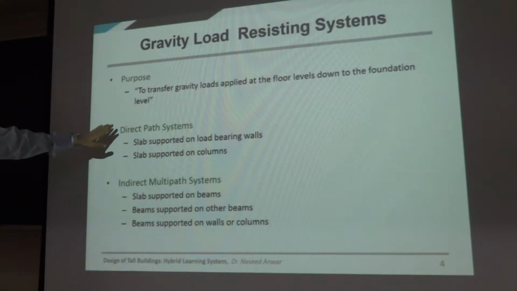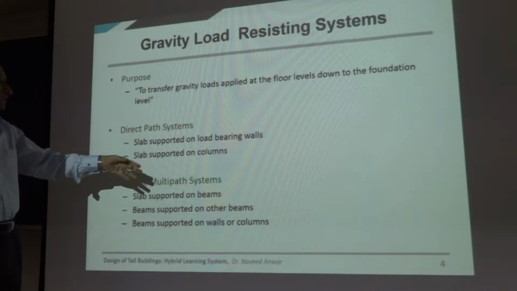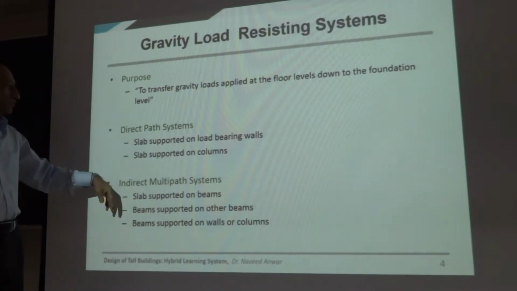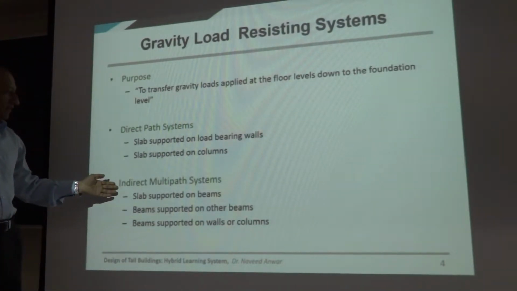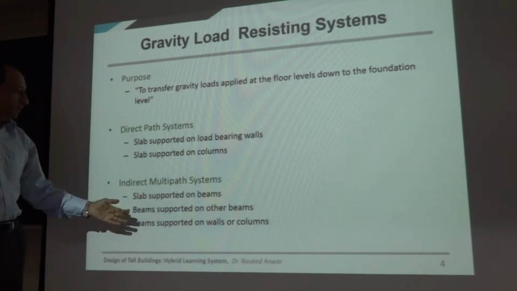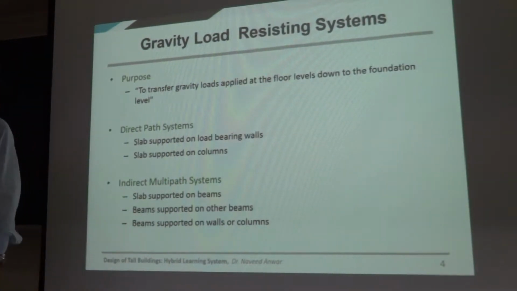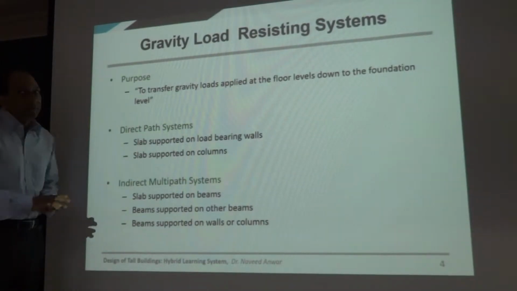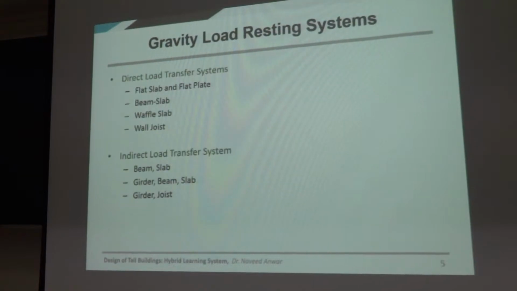There are direct path systems or indirect path systems: slabs supported on walls which are directly supported on foundations, or slabs supported on columns and columns directly supported on foundations, or an indirect vertical path in which slabs are supported on beams, beams supported on columns, other beams, and beams supported on columns, and so on. So depending on how long the path is, the analysis becomes equally complex. So we are going to study both the paths, direct and indirect, or multi-path.